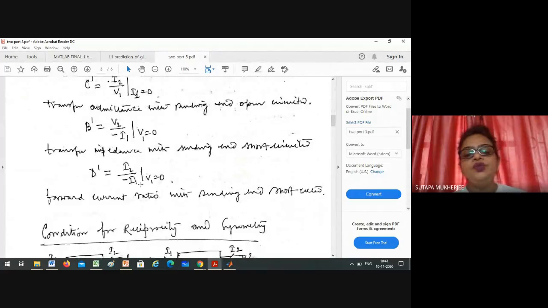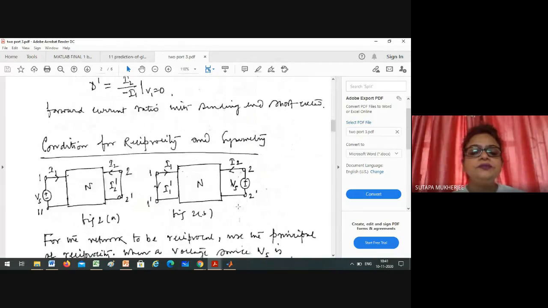That is I2 by I1. Because the two parameters are the same type of parameters, the ratio will have no unit. Already you have told. So D dash is called forward current ratio with sending end short circuited, because V10 means short circuited.